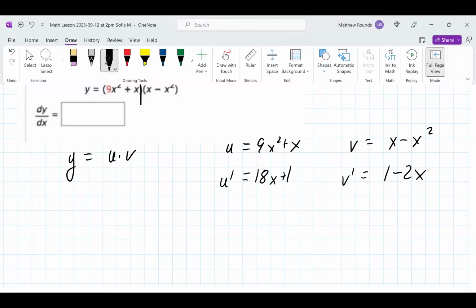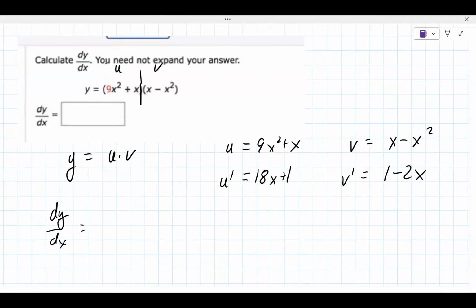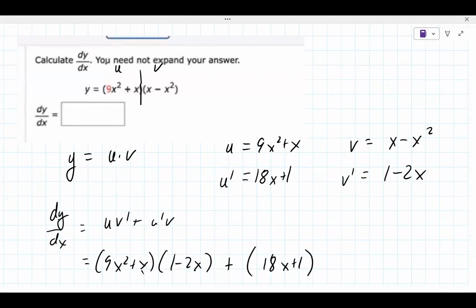So your derivative again, you're going to pair them up. So it's u v prime plus u prime v. You're pairing up 9x squared plus x times 1 minus 2x plus u prime, which is 18x plus 1, times v, which is x minus x squared. Diagonal. And that is just left as is. Okay, got it.